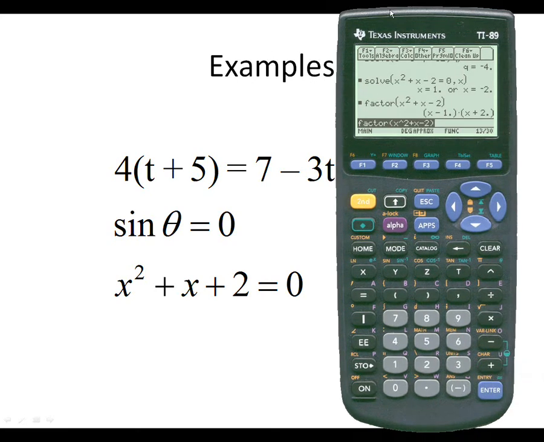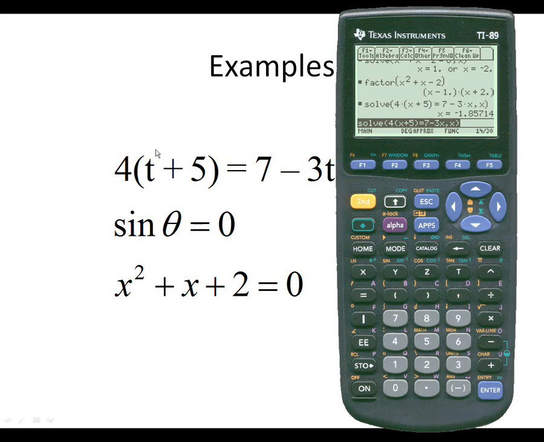Okay, a few other things. Here's what I wanted to show you. So let's do this one real quick. 4t, and I don't have to use t's. I can use x's. There's no reason not to. It's more convenient because I have an x button, basically. So this is 4 times x plus 5, close the parentheses, equals 7 minus 3x. And solve that for x, please. And I get one solution, x equals minus 1.857. That's correct. Let me show you what's going to happen with trig.